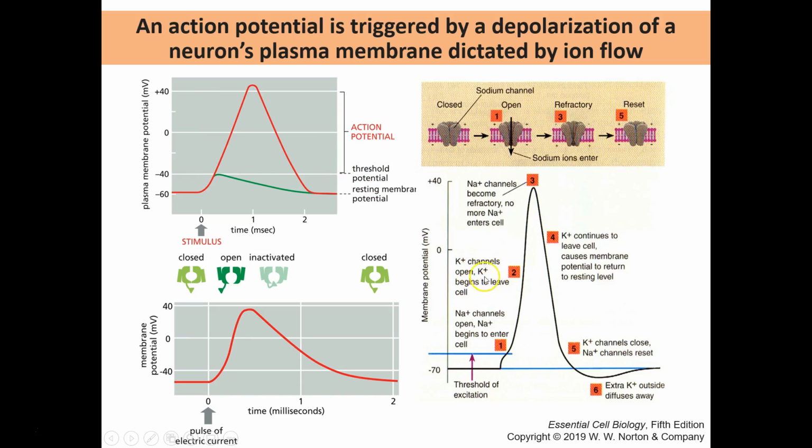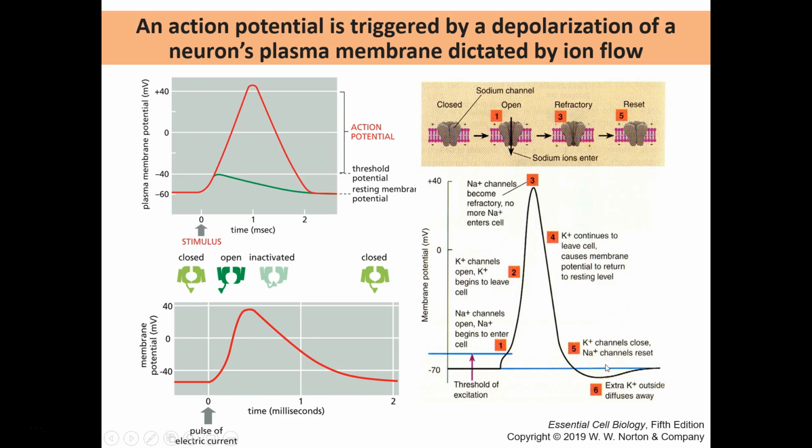leave the cell. Now, this potassium leaving the cell is not going to make as big of an impact until basically the sodium channels become refractory and no more sodium can enter the cell. At that point, the potassium ions will continue to leave the cell, so that now your membrane potential is going to start to come back to the resting state, right? Because positive ions are continuing to leave and no more sodium ions are going in to take that weight off. So now the membrane will slowly return to the resting state.